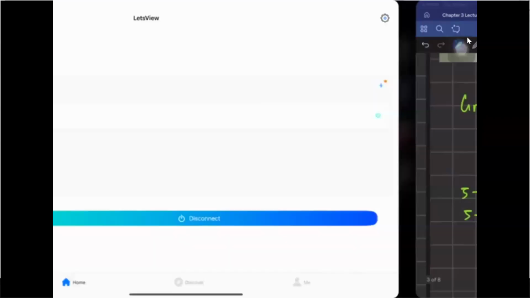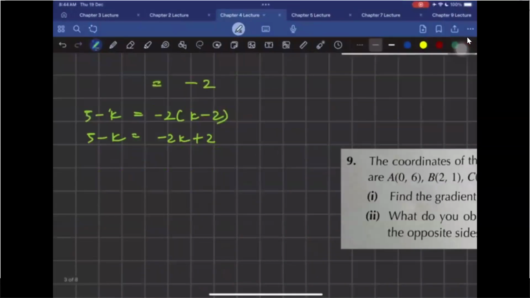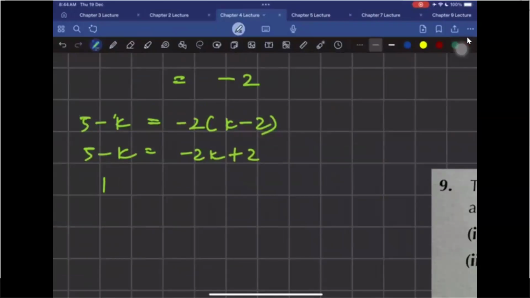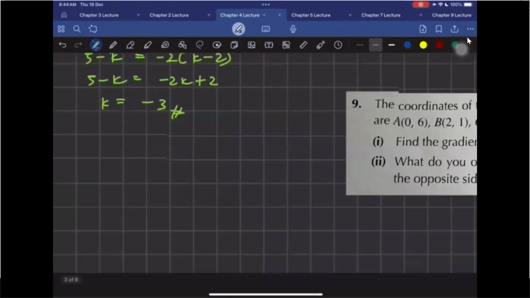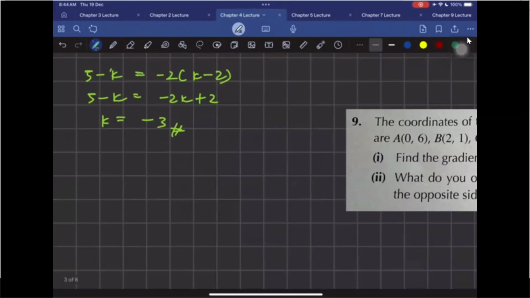Then you bring your k over, you get k equals to -3. Okay? So simple. Okay, so before we carry on, just a quick conceptual information.